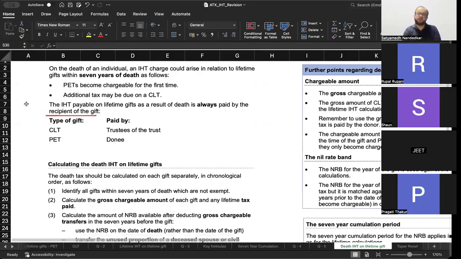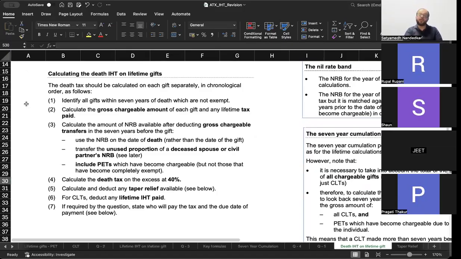On the death of an individual, an IHT charge would arise in relation to lifetime gifts within 7 years of the date of death. If you have already paid some amount on the CLT, then that amount will get adjusted. We'll see how that amount gets adjusted. The NRB calculation is slightly different. That NRB calculation has to be done for each gift. Okay.